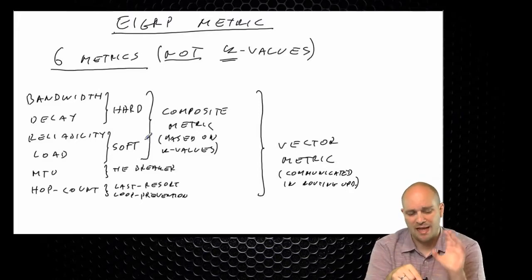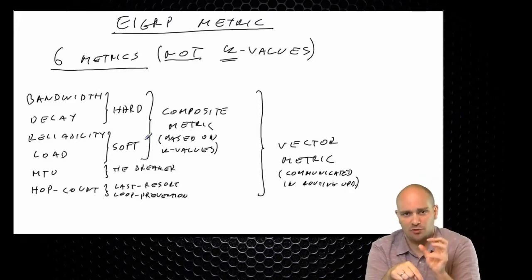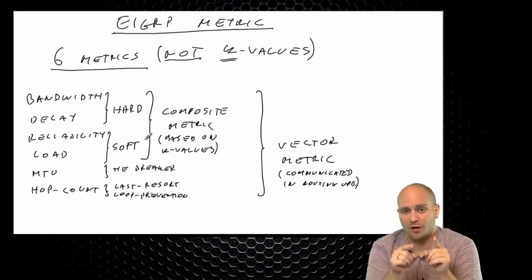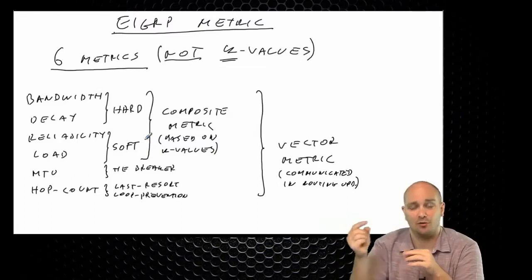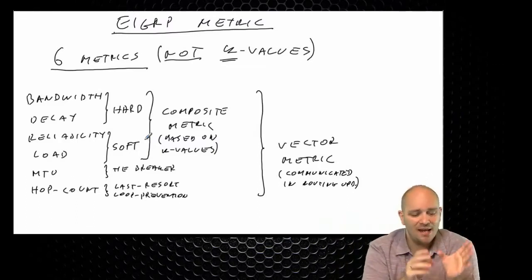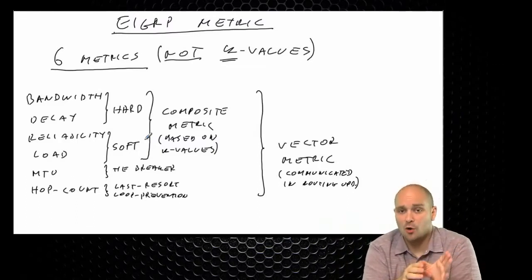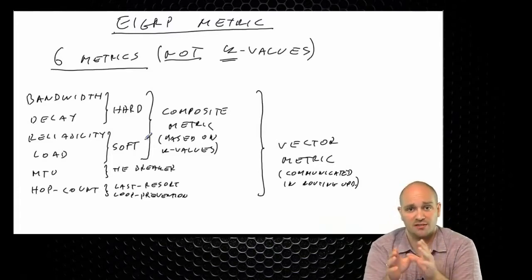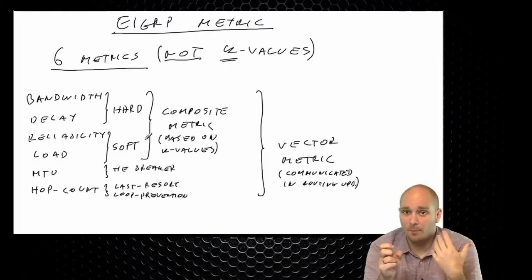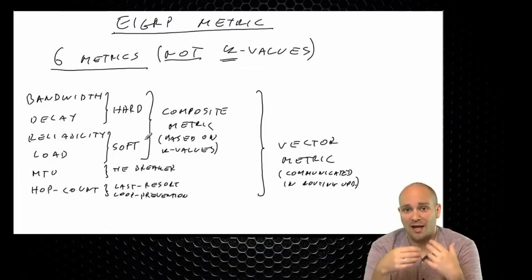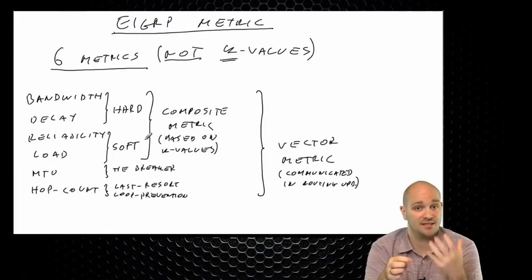configured values. Now, any change in a hard metric on an interface will cause the EIGRP process on the router to re-advertise the route associated with the interface. Any change in soft metrics will not cause a reconvergence event, which means if reliability changes or the load changes, the route will not be advertised. But if you change the bandwidth or if you change the delay on the interface, you are actually going to cause the router to re-advertise the route.